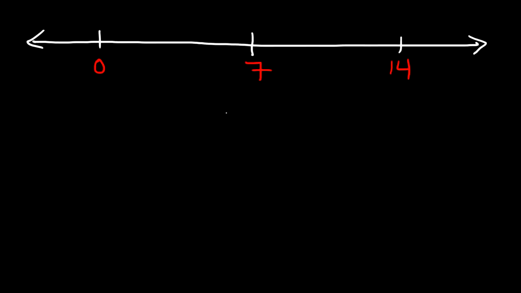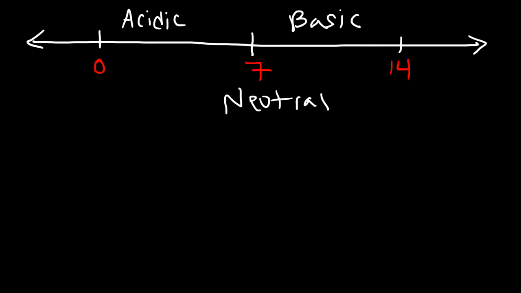At 7, the solution is neutral. At a pH that's less than 7, it's acidic. So if the pH was -2, it's very, very acidic. Above 7, the solution is basic.